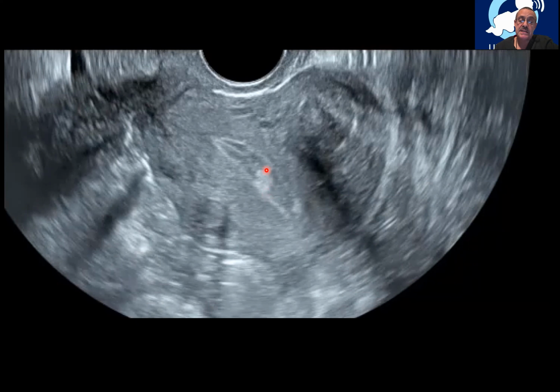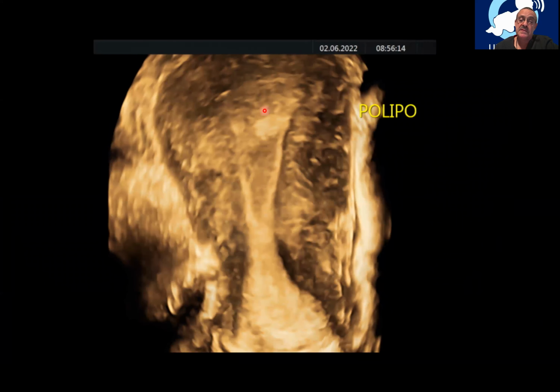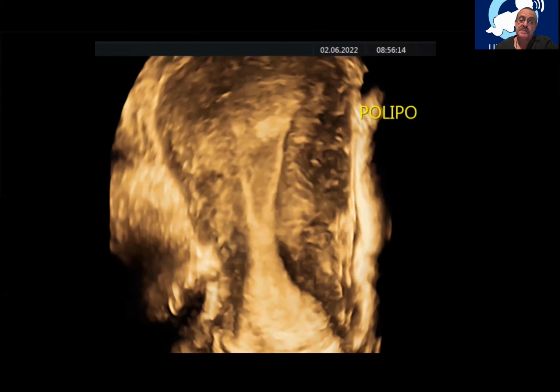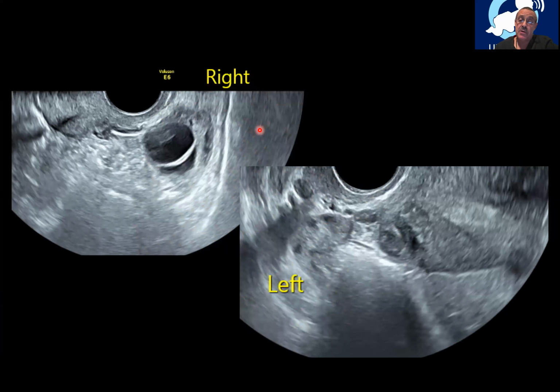If you need to scan slow, scan slow. That's the polyp. And those are the ovaries. Those are follicles. Those are follicles.